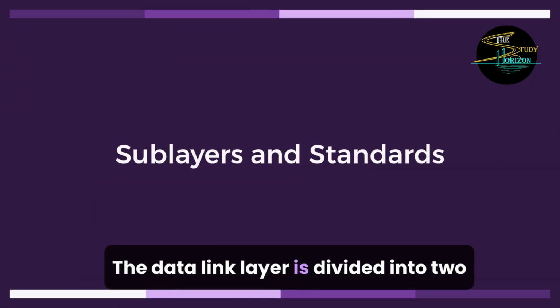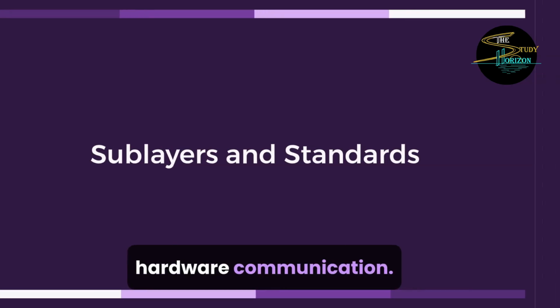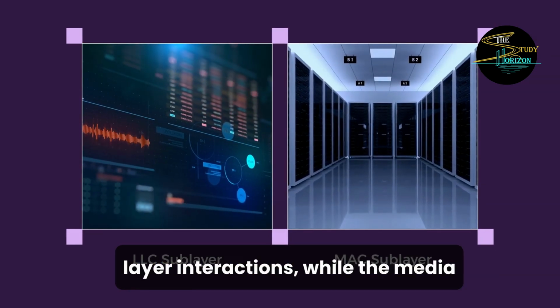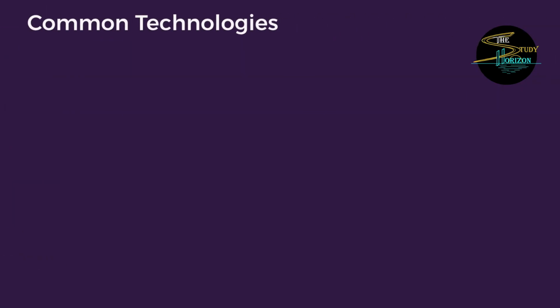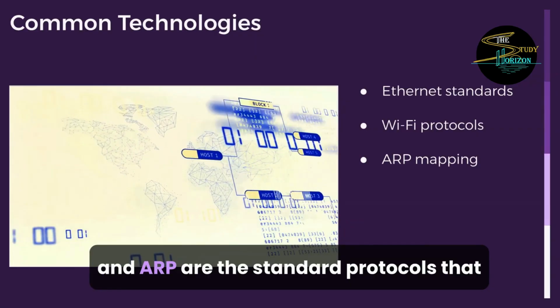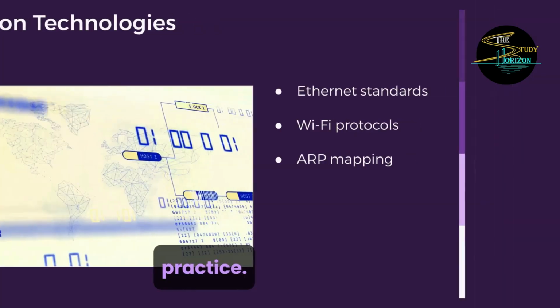The data link layer is divided into two distinct sublayers to handle logic and hardware communication. The logical link control manages network layer interactions, while the media access control sublayer dictates physical hardware access. Technologies like Ethernet, Wi-Fi, VLANs, and ARP are the standard protocols that define how this layer functions in practice.